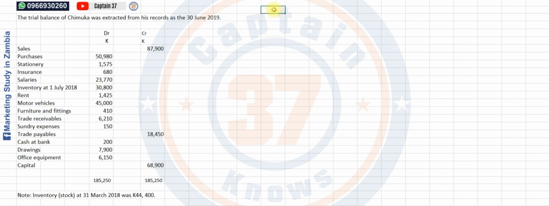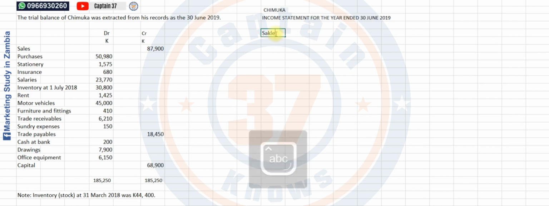Remember that every time, whatever document it is, you need to clearly indicate that it's an income statement. But first, you need to put the name, and this is Chimuka. We've been told that it's Chimuka, so we're going to write Chimuka. It's an income statement for the year ended 30 June 2019, need to type that correctly.